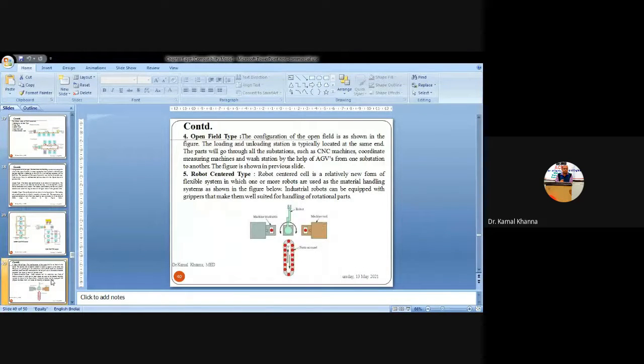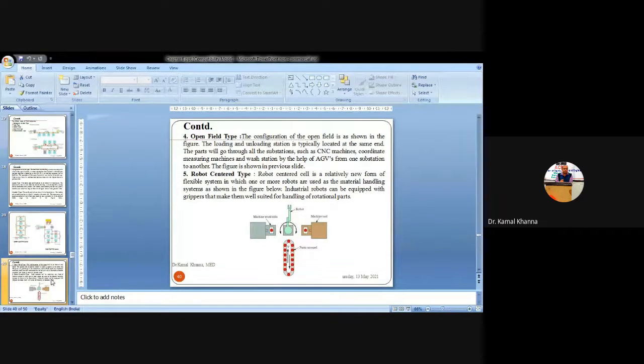Next is the robot centered FMS layout. In this, you can see all the material handling, transporting material from one workstation to the other, and controlling their storage is all done with the help of robotic arms. The robotic arms make the system more flexible and also remove human assistance, because there may be some error while transporting the unit from one workstation to another.